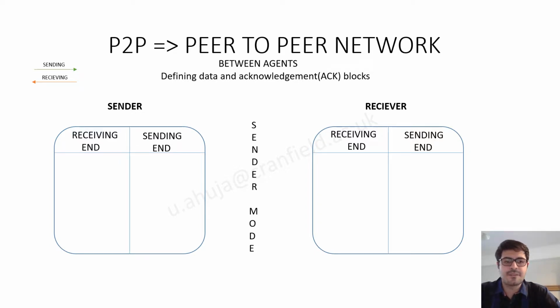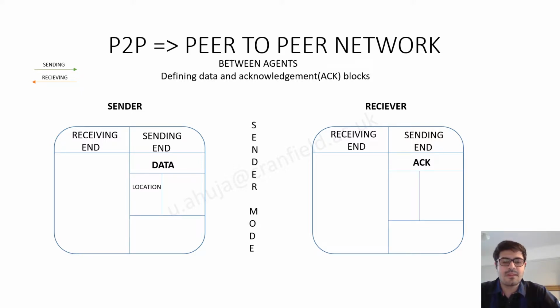So first we have a data block from the sending end, and we have an acknowledgement, which is basically saying that this data packet has been received. To tell the sender that data has been received, the receiver sends an acknowledgement packet after every data packet it receives.